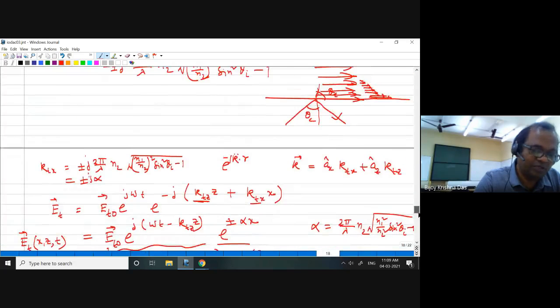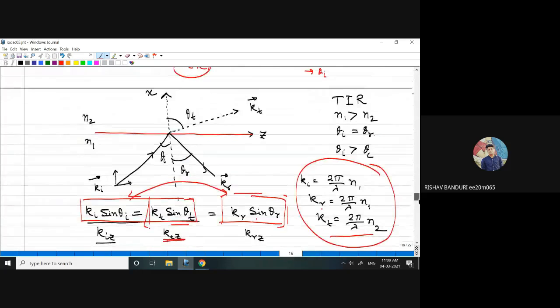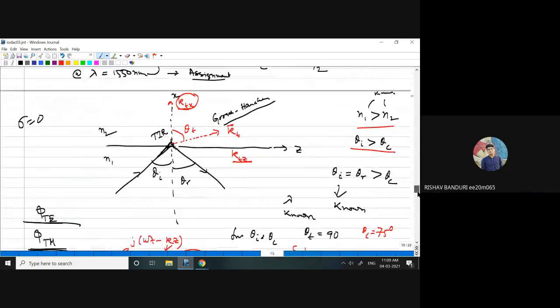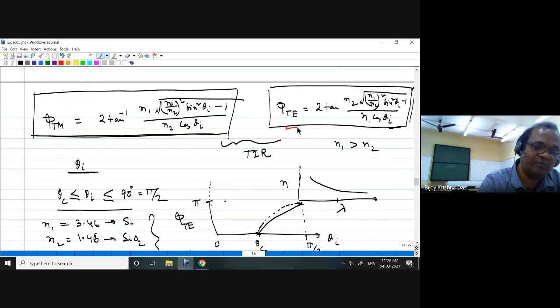So what is the phase change? Phi equal to tan inverse. It should be 2 times tan inverse, right? Yeah, 2 times tan inverse. This one is for TE polarization and this is for TM polarization, right?